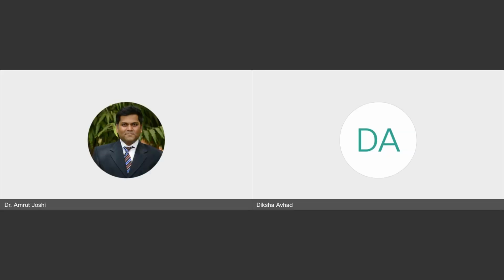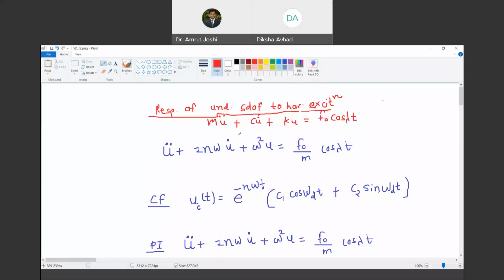Recall, we were solving the equation m u double dot plus c u dot plus k u equal to f0 cos lambda t, where f0 is the amplitude of the harmonic forcing function, and lambda is the forcing frequency. Omega is the natural frequency. All other notations are as per the standard notations that we have always used in this class.